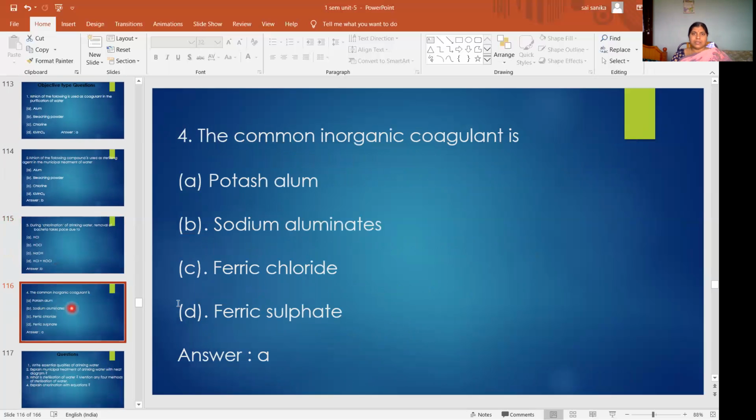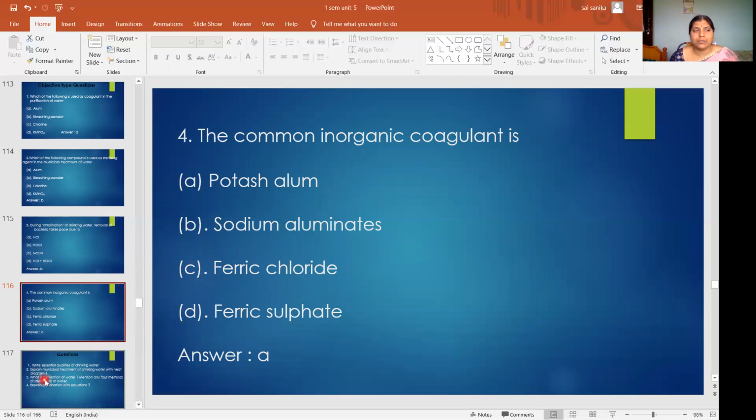Then next: the common inorganic coagulant is. Some options are given here, and some inorganic coagulant is there. So what is that inorganic coagulant? A potash alum, B sodium aluminate, C ferric chloride, D ferric sulfate, and the answer is potash alum, the inorganic coagulant. So the answer is A. This type of objective questions you may expect from this topic.